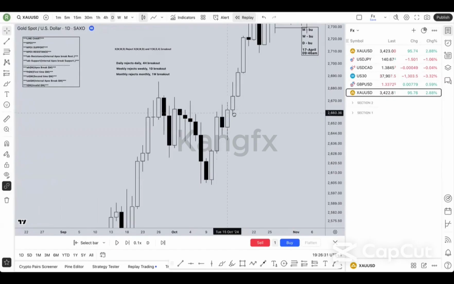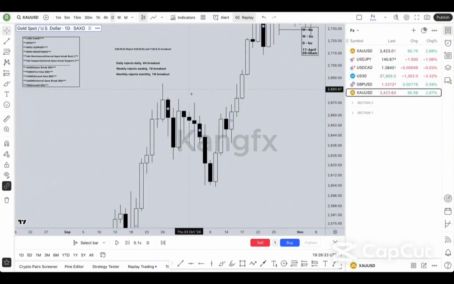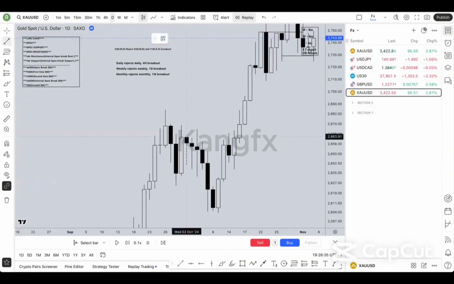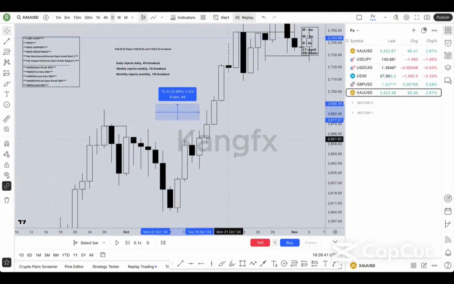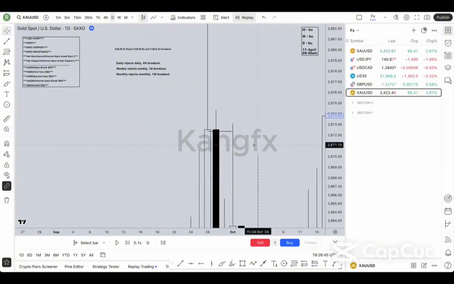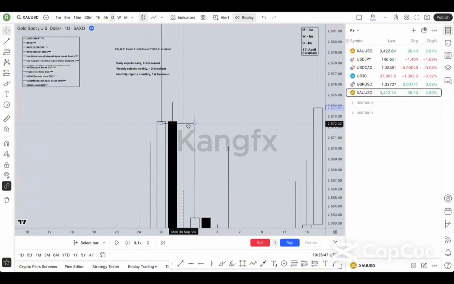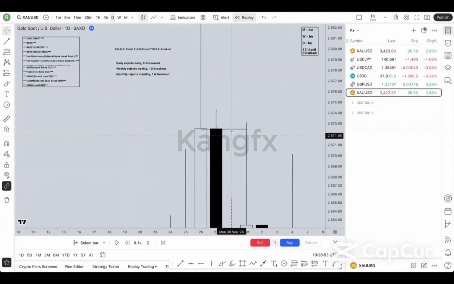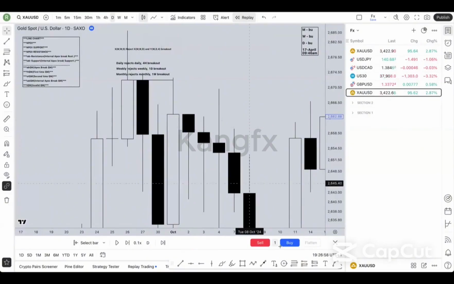Now look at this one again. The market was bullish going up. We had a rejection here. This is a rejection on a resistance. No matter how small the rejection is, they are all valid by extent. Let's see if we had a valid rejection. This was a rejection. Daily reject daily. I forgot to be saying daily reject daily. This is daily reject daily. And let's see if there was a breakout.